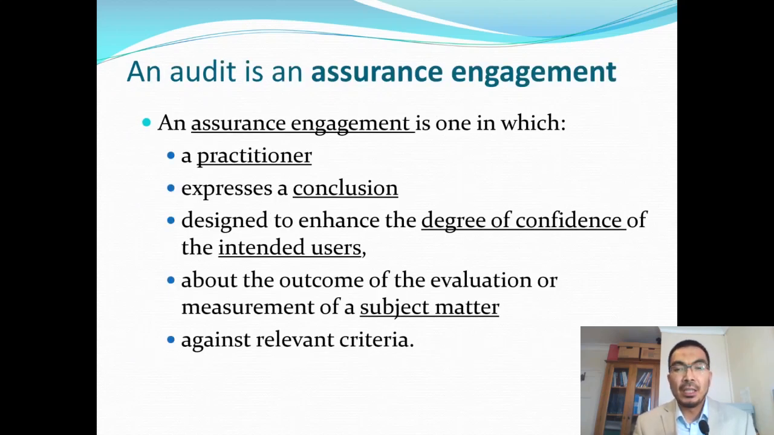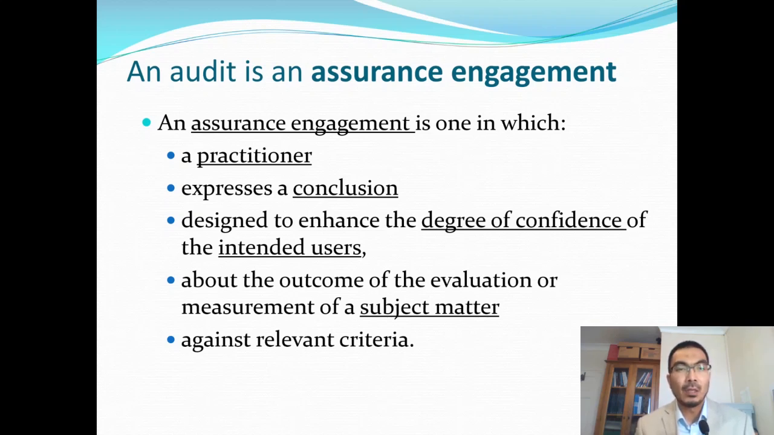An audit is an assurance engagement. An assurance engagement is one in which a practitioner aims to obtain sufficient appropriate evidence in order to express a conclusion designed to enhance the degree of confidence of the intended users, other than the responsible party, about the outcome of the measurement or the evaluation of underlying subject matter against criteria. So we have mentioned many terms here: the practitioner, intended users, degree of confidence, the subject matter and criteria.